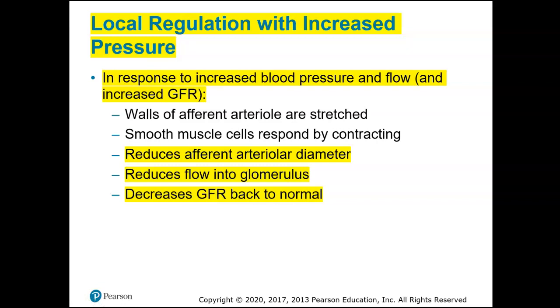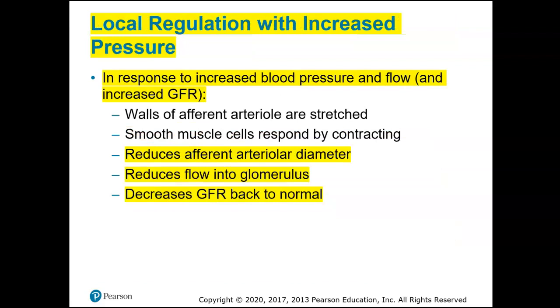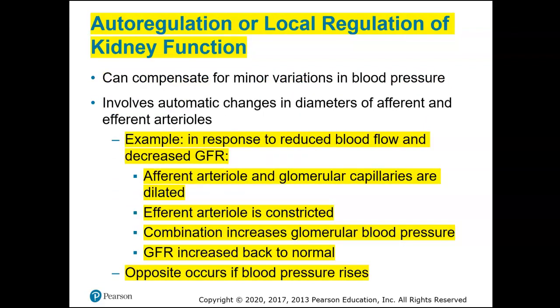In response to increased blood pressure and blood flow and increased filtration rate, the afferent arteriole diameter reduces. So instead of dilating and getting larger, it constricts. And that reduces blood flow into the glomerulus and decreases the filtration rate back to normal. So that's what we call local control, local regulation, or auto-regulation. Auto-regulation is when the blood flow and blood pressure is low and filtration rate is low, dilating the afferent arteriole and constricting the efferent arteriole will raise it.